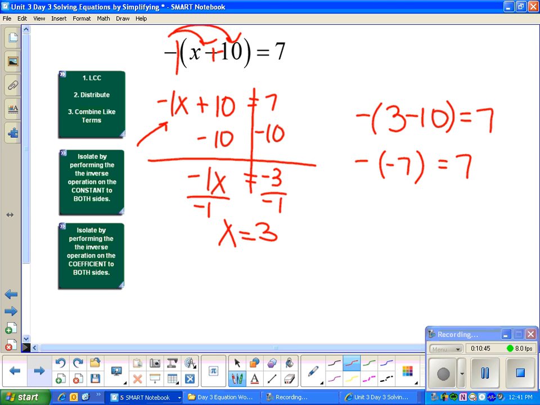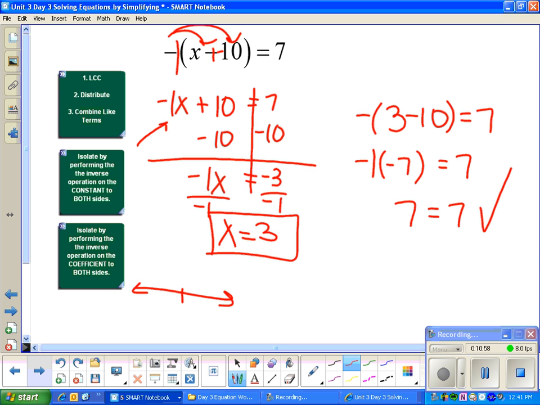That's true. If you weren't sure, you could always put a 1 here. -1 times -7 is equal to +7. That is correct. This is my solution. On my number line, it is 3. Who's the happy one? He's my solution. He wins.